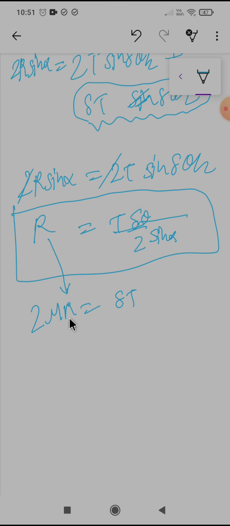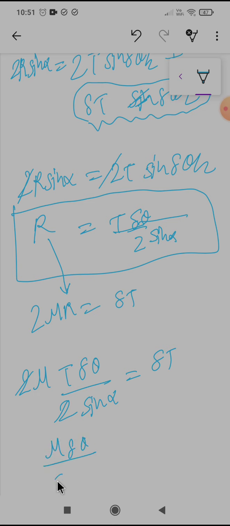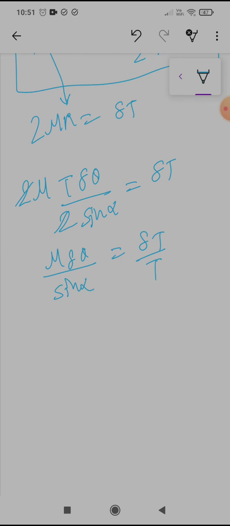If I substitute this, I get 2 mu into T delta theta divided by 2 sine alpha is equal to delta T. The 2 gets cancelled. Let's bring T to the other side. I get mu delta theta by sine alpha is equal to delta T by T. Now if I integrate on both sides, from T1 to T2, that is tight side to slack side, and 0 to theta, we get ln T, between T1 and T2, so it will be ln(T2 by T1).